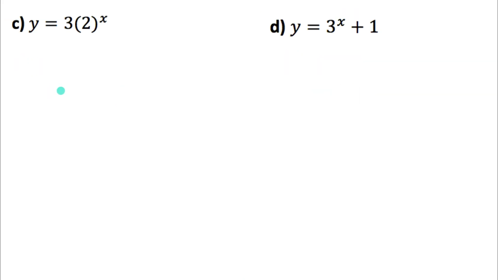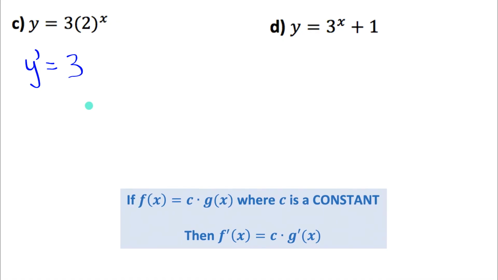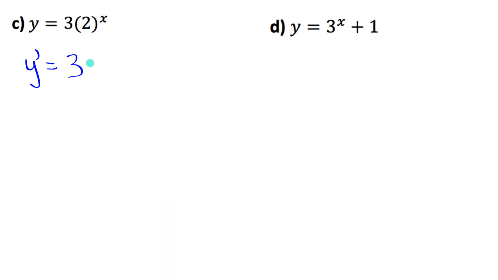Part c. I'll just need to use the constant multiple rule here. If I want to differentiate 3 multiplied by this exponential function, the derivative of that would just be equal to 3 multiplied by the derivative of 2 to the x. And the derivative of 2 to the x is 2 to the x ln of the base. And there's nothing I could simplify there. I just have 3 times 2 to the x times ln 2.